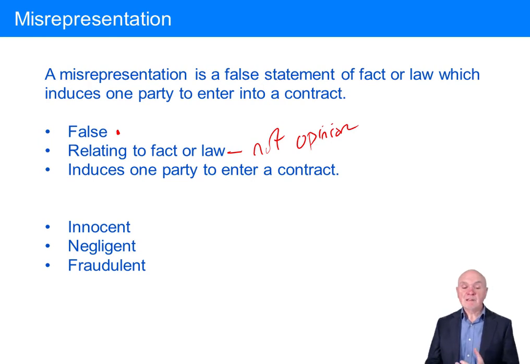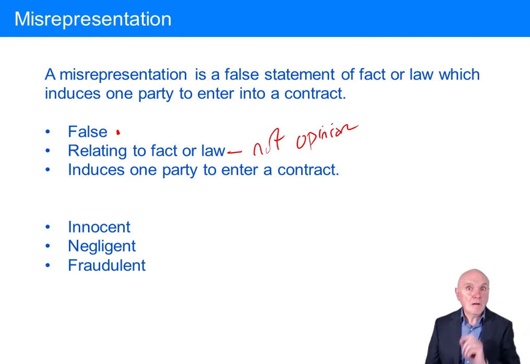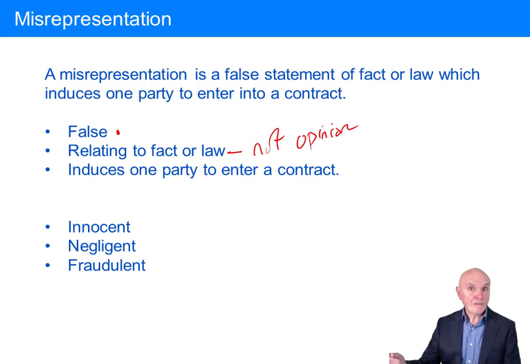It has to induce one party to enter the contract. So you might say this land will support 2,000 sheep, knowing it's wrong, but the buyer had no intention of putting sheep on it. The buyer was going to grow cereal on it. So even though you'd made a false statement of fact, and knowingly had made a false statement of fact, because the buyer couldn't care less about the number of sheep that would be grazed on the land because they were going to grow cereal, that can't possibly have had any bearing on accepting it.